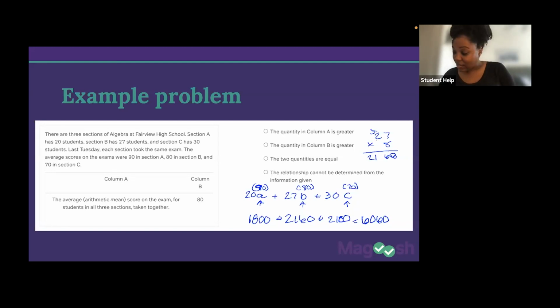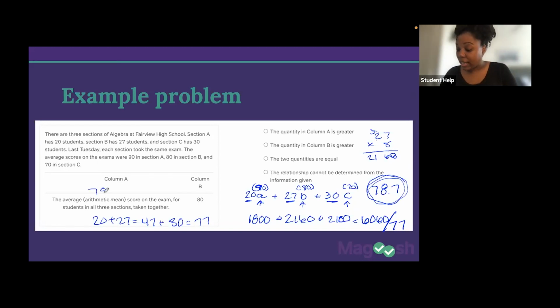And then I can take that and divide it by the number of students in the group, which is 20 plus 27 plus 30. So 20 plus 27 equals 47, plus 30 equals 77. So this divided by 77, I can't do it in my head. I'd have to put it in my calculator, but I can tell you that it is 78.7. So the value of quantity A is 78.7, and the value of quantity B is 80. So I know that quantity B is the larger quantity.